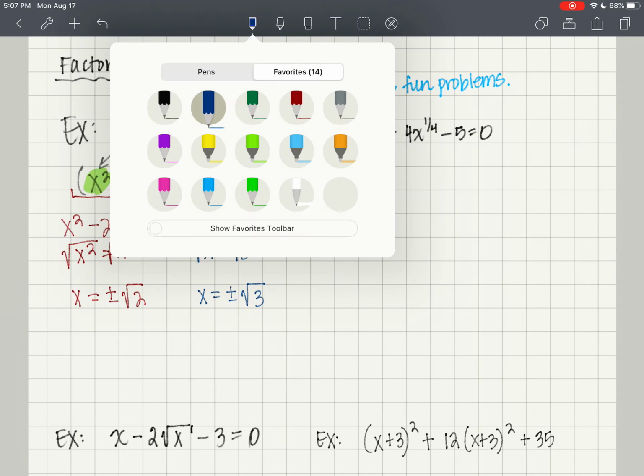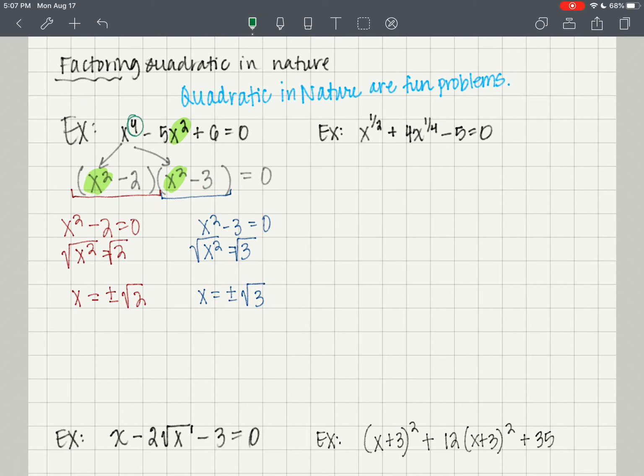So my 4 answers, not a coincidence, degree 4, my 4 answers are positive square root of 2, negative square root of 2, positive square root of 3, and negative square root of 3.